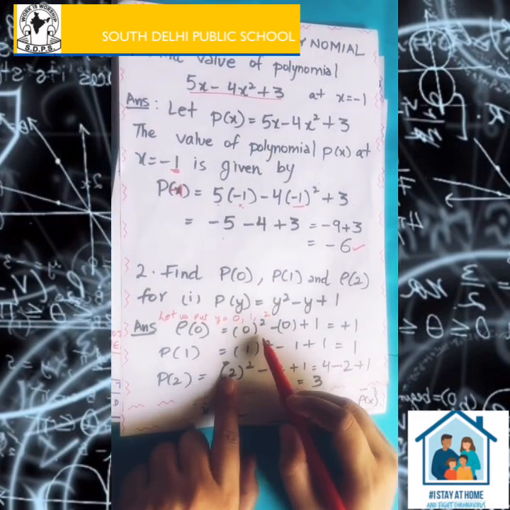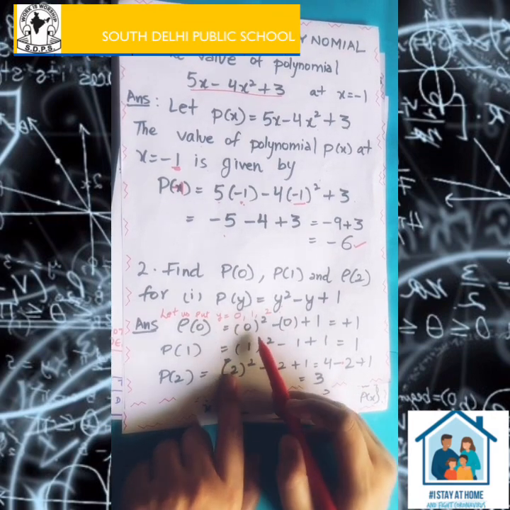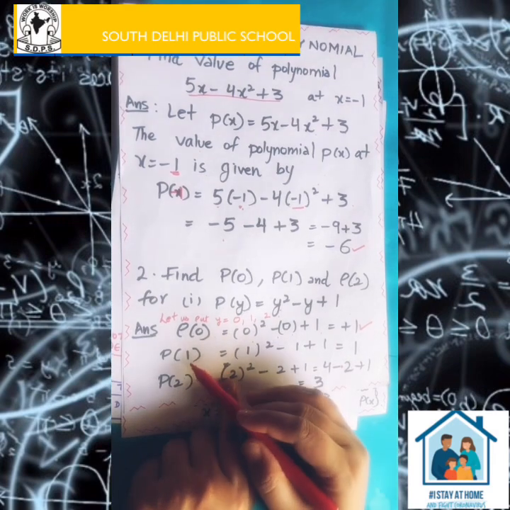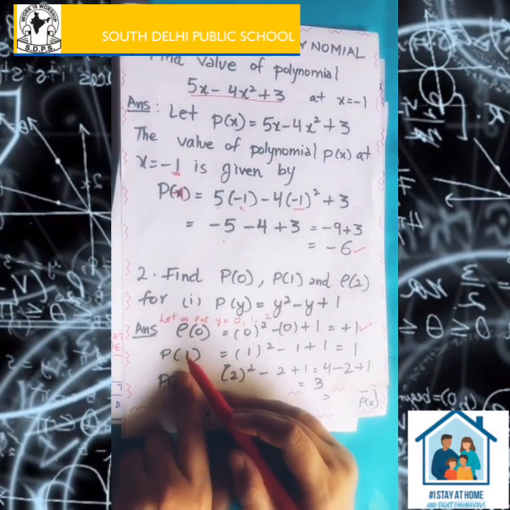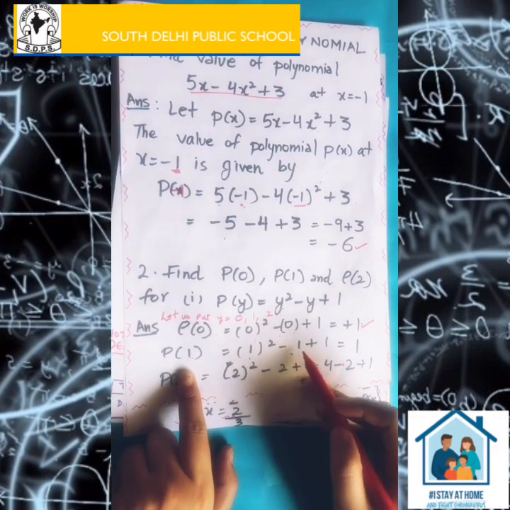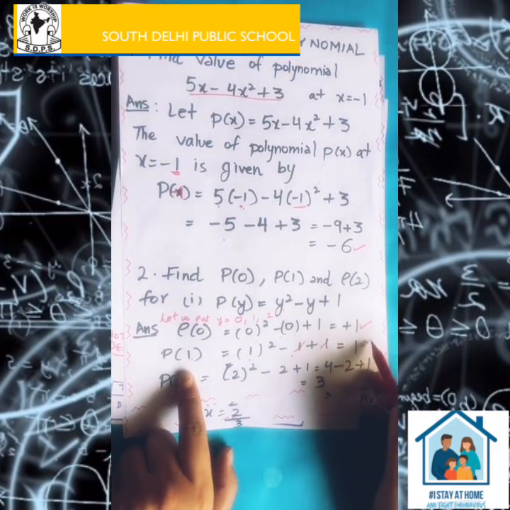So what have we done? We have substituted 0 in place of y. So 0 square minus 0 plus 1 is plus 1. Then we will substitute 1 in place of y. So 1 square minus 1 plus 1. This is cancelled out. 1 square is 1.